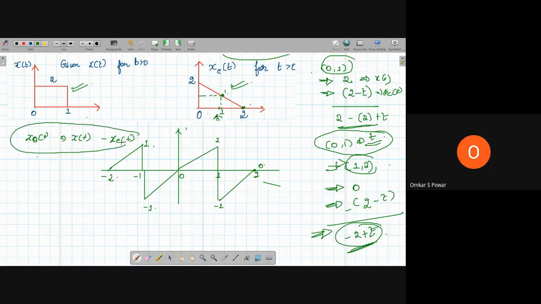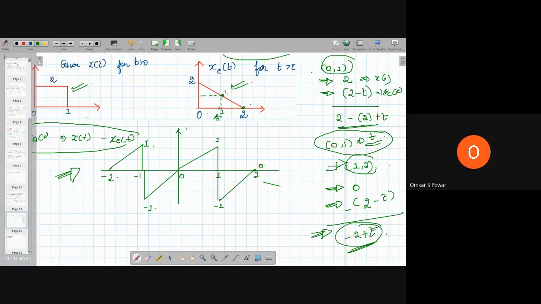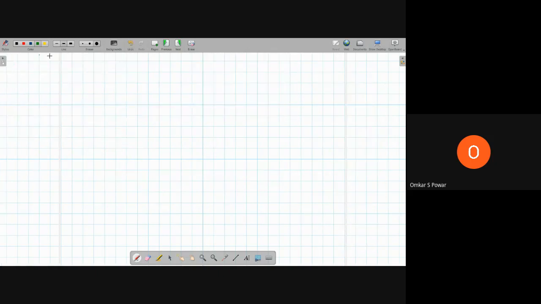In order to get the whole signal, what we have to do? We have to add this odd component and even component. So let us add that one. Let me take a new page. So what was our even component? If you go back, we got it like this. I will draw it here.